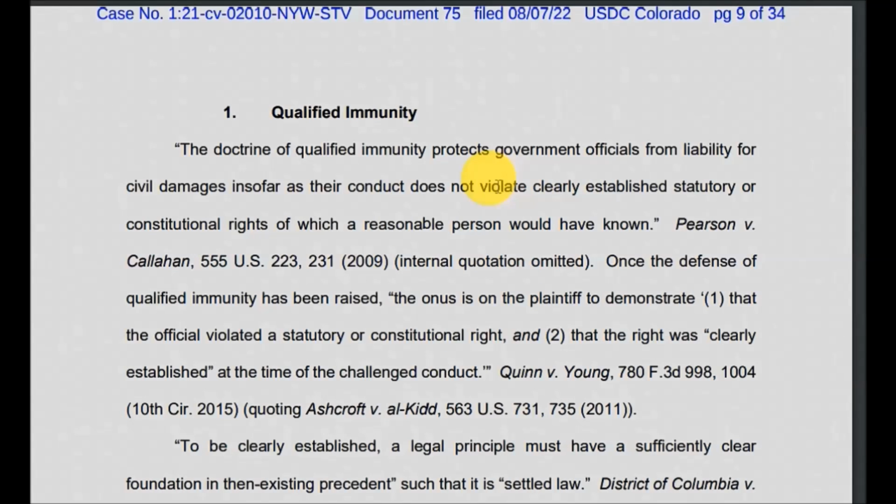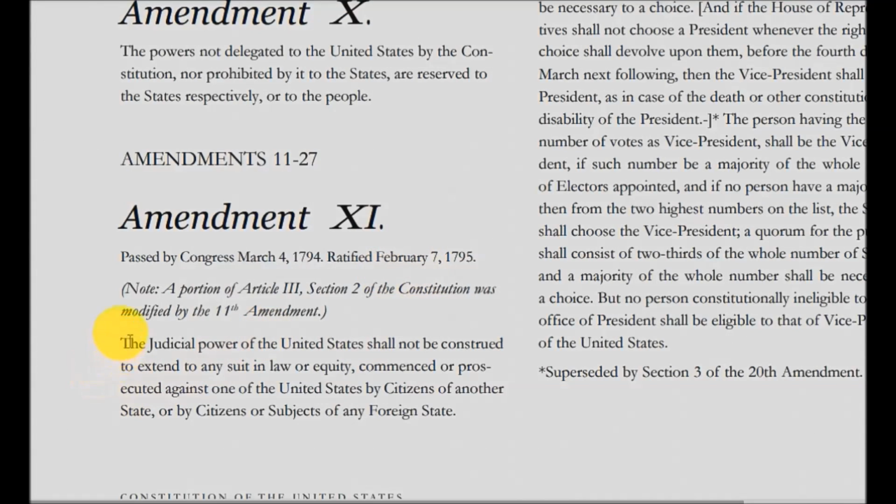The origin of that is the 11th Amendment of the United States Constitution. It is as follows: the judicial power of the United States shall not be construed to extend to any suit in law or equity commenced or prosecuted against one of the United States. The judicial power is mentioned in Article 3, which is Supreme Court.